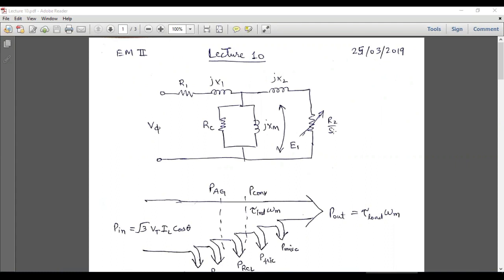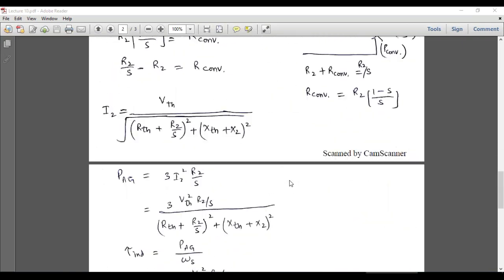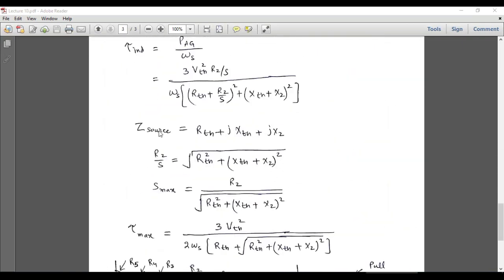The power dissipated across the rotor is actually the power dissipated across this branch. So apart from this R2 over S, there are three other components. We can ignore this shunt branch. The other three components are R1, jX1, and jX2. If the impedance of these three components becomes equal to this resistance, then maximum power will be delivered to the rotor, and at this condition, the torque produced by the motor will be maximum. So in that condition, Z source, which is equal to this, should be equal to R2 over S. This is the condition for maximum power or maximum torque.